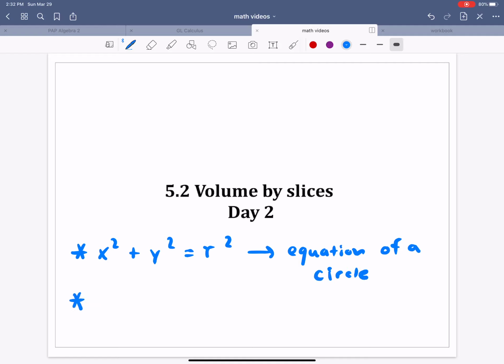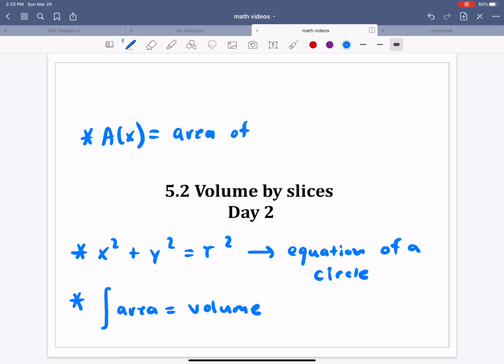And also remember that when we find volume, volume is the integral of area. So we're going to look at the area formula of some of these cross-section pieces, and we're going to integrate those formulas to find the volume. If you integrate area, that gives you a volume equation. And the last thing to remember here is that whenever you see A of x, that's talking about the area of a cross-sectional piece. So again, if you need more help on this, go back and watch volume by slices part 1. Here we go.